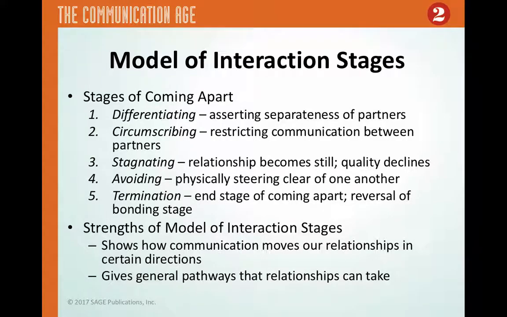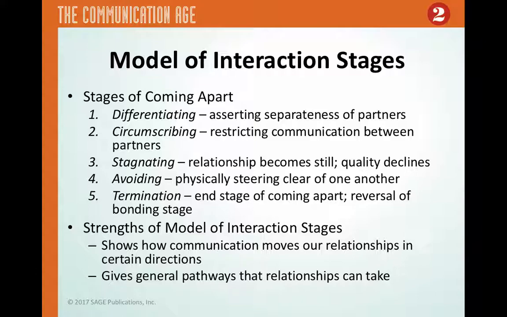And then on the opposite side of that, there's coming apart. It starts with differentiating. This is where we're asserting separateness of partners. We're starting to move apart a little bit. We're starting to feel things out and realize, okay, there's differences between us, and I'm not sure if we're going to be able to work them out. There's circumscribing. This is where we're restricting communication. We literally start talking less and less to one another. There's stagnating. This is when the relationship becomes still. The quality of it declines. We avoid one another as the next step. This is where we literally try to physically avoid the other person. And then termination. This is where we basically say, okay, things are over.